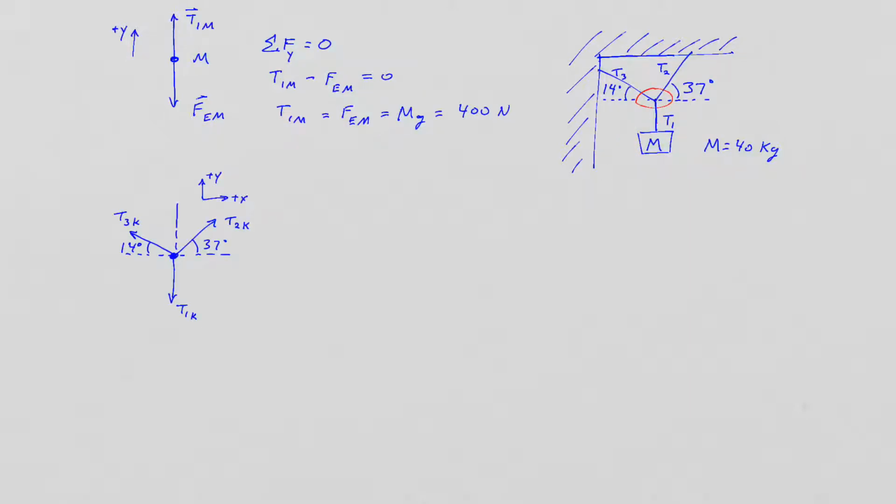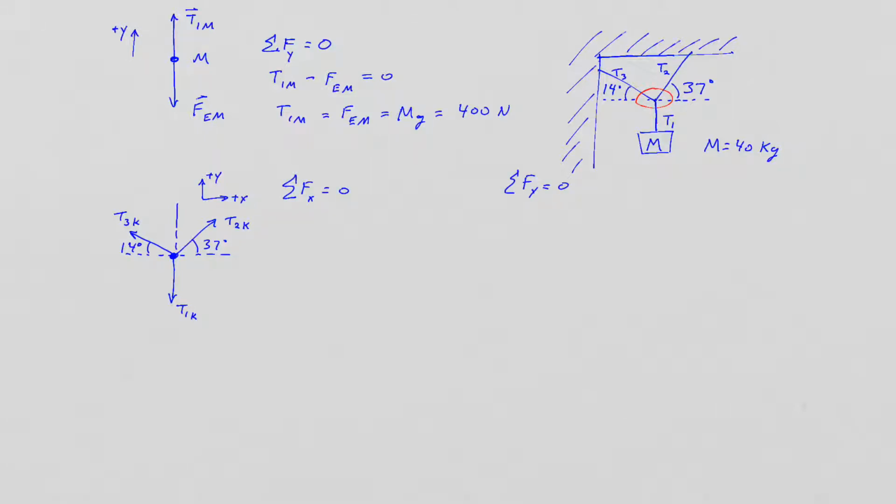Let's consider now the forces at the knot over here. This is going to be our system. Okay, so here we have a force diagram for the knot. We notice that there is one string pulling off here at an angle of 37 degrees with respect to the horizontal. We're going to call that T2K, in other words, the tension of this rope on the knot. Same way we can denote T1K, the tension of the lower string here on the knot itself, and the tension of rope 3 on the knot at 14 degrees.